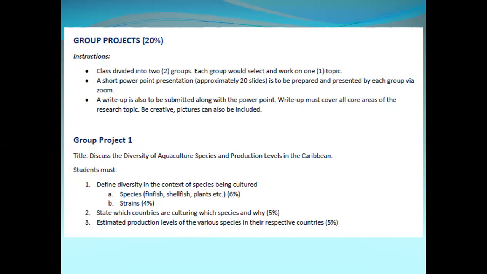Okay. So basically for the group project, we will divide the class into two groups, and each group would select and work on one topic. One of the requirements is a short PowerPoint presentation, approximately 20 slides, which will be prepared and presented by each group via Zoom. A write-up is also to be submitted along with the PowerPoint.